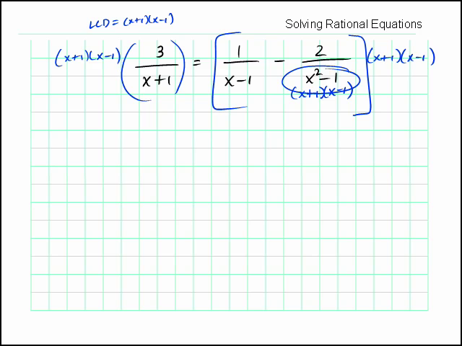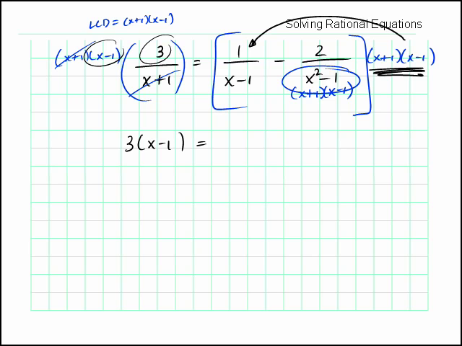Okay. On the left, x plus 1's will cancel away, and we're left with a 3 and an x minus 1 right here. On the right side, we have to distribute this times this fraction. The x minus 1s are gone, and I'm left with a 1 times an x plus 1. Minus this whole thing now times this fraction. The x plus 1, x minus 1 here completely cancels with that down there, and the only thing you're left with is that 2 in the numerator.